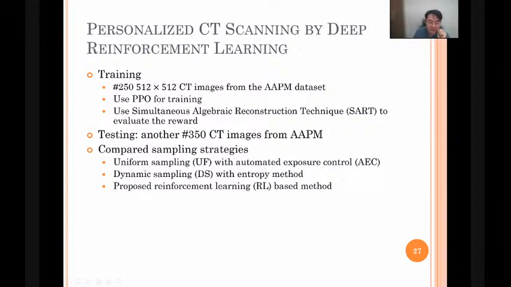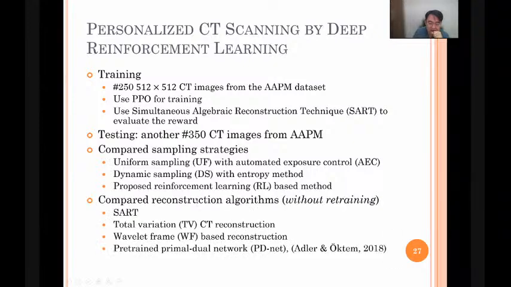Or if you use some more sophisticated dynamic sampling, it's very, very slow. Okay. And the proposed RL based approach, also without retraining, this is very important, because we want to know whether we actually learn a superior scanning strategy that is independent from image reconstruction. So we train it using SRT, but without retraining, we also combine it with the TV reconstruction, wavelet reconstruction, and also with a pre-trained primal neural network, which is very standard, actually very popular deep networks for CT image reconstruction.